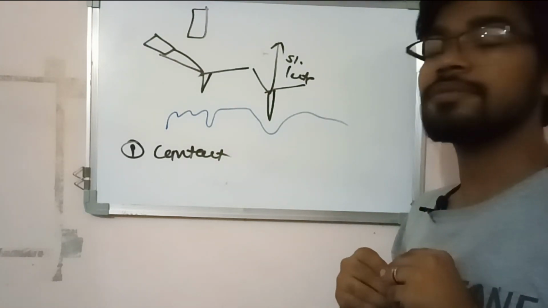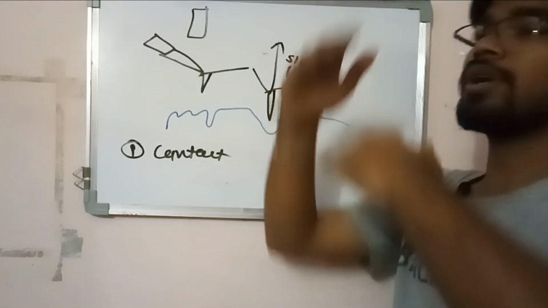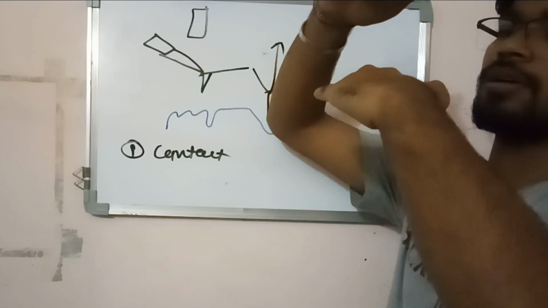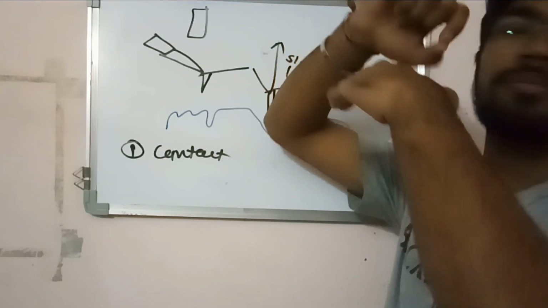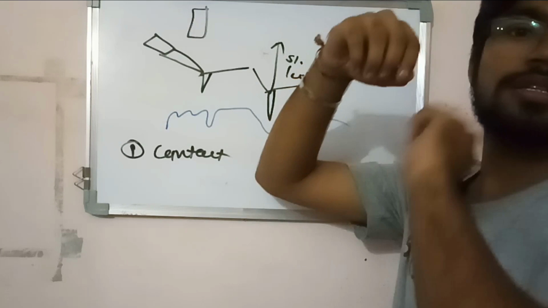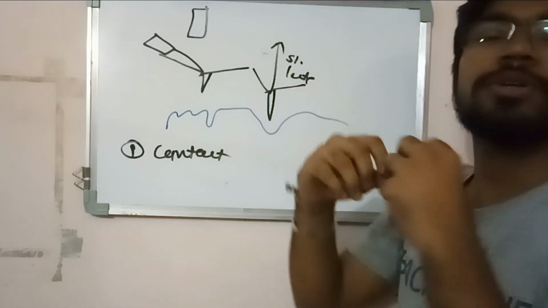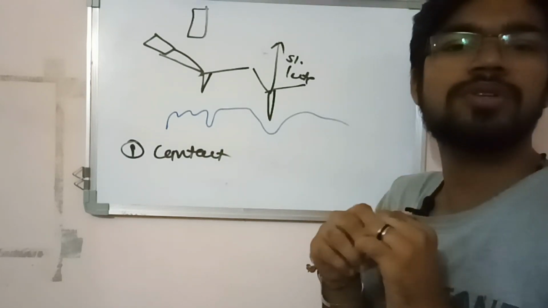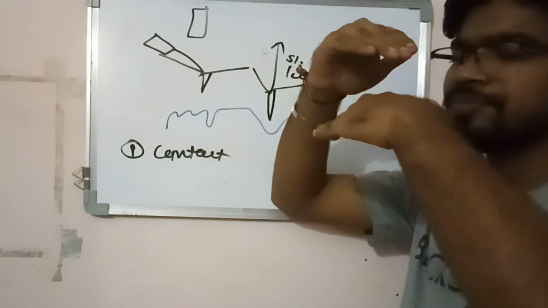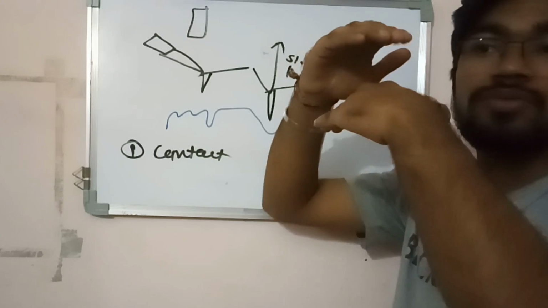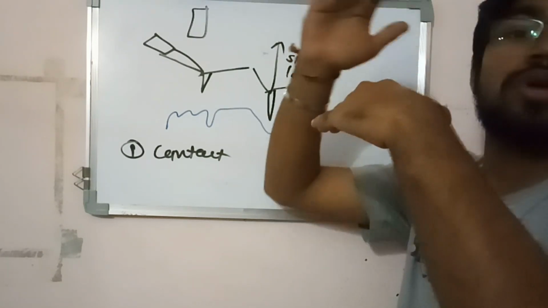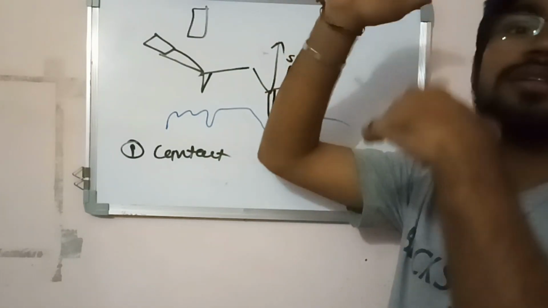The second is non-contact. What does it do? The cantilever comes, and after some distance, it finds the force of the molecule, like the van der Waals force, because every molecule produces some level of force, the van der Waals force. So it senses the van der Waals force and goes back, saying okay, here the molecule is there. If here, then okay, here the molecule is there.